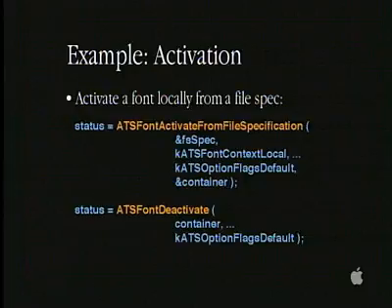Here's a quick example of how to use these APIs. Here I'm activating a font in a local context with default options. This is what I would need to do if I just want this font for use within my application. When I'm done with it, I deactivate it.